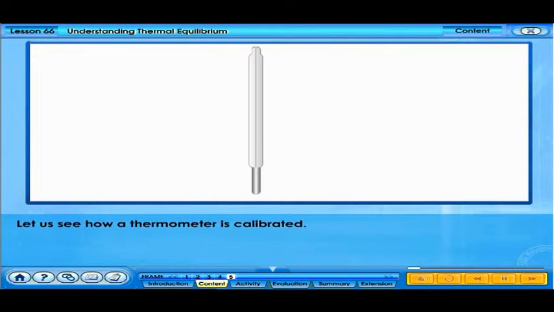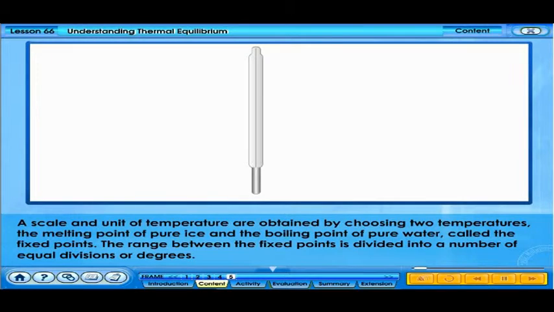Let us see how a thermometer is calibrated. A scale and unit of temperature are obtained by choosing 2 temperatures: the melting point of pure ice and the boiling point of pure water, called the fixed points. The range between the fixed points is divided into a number of equal divisions or degrees.